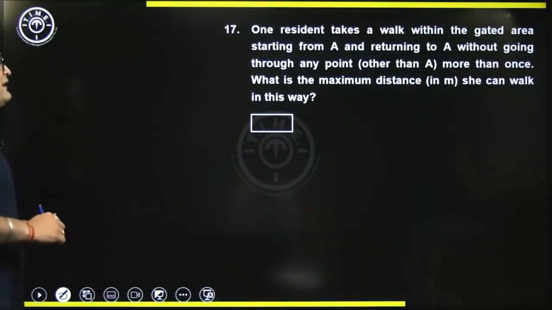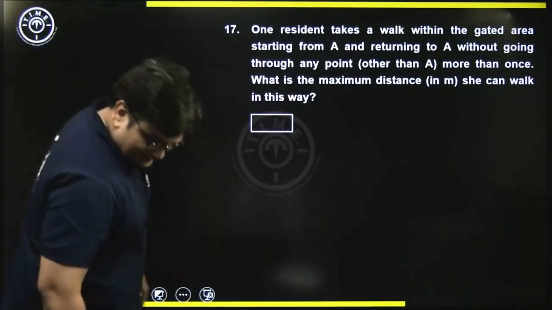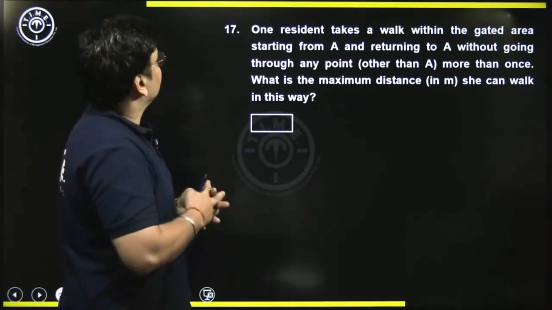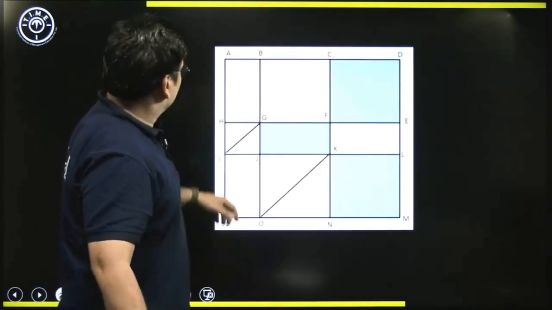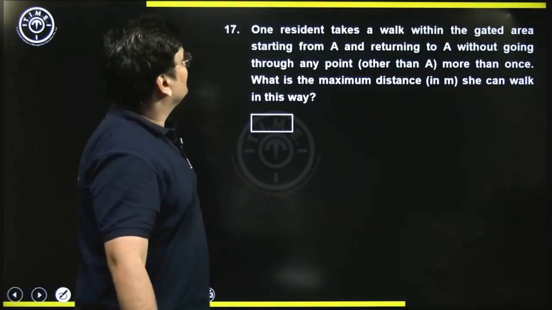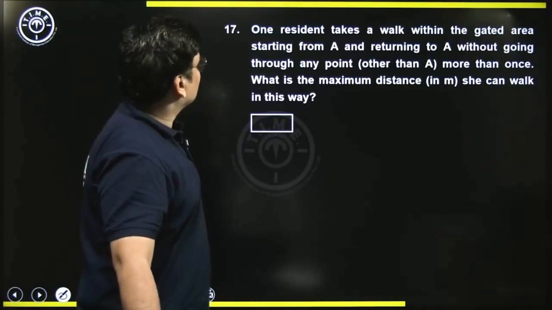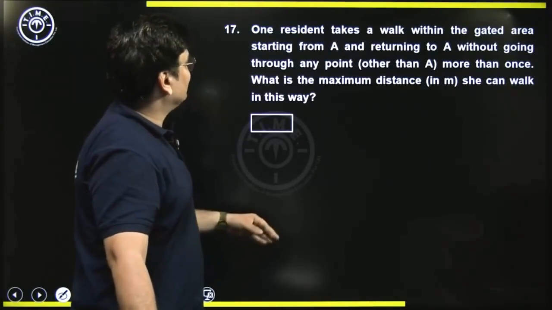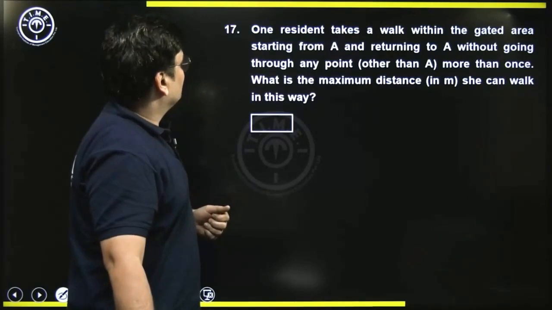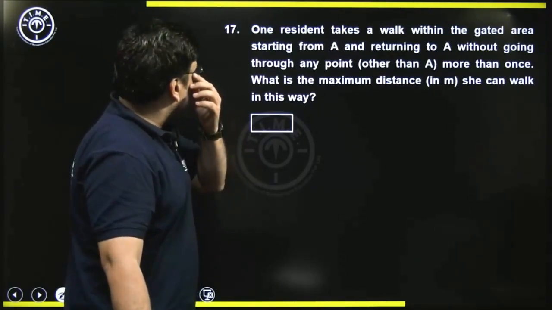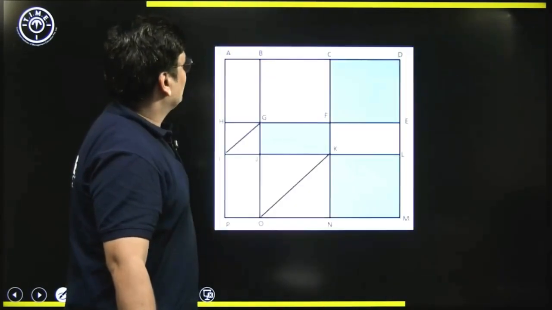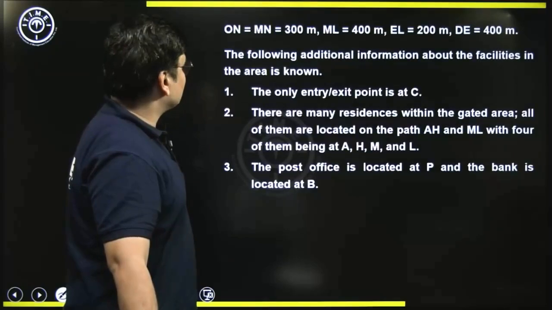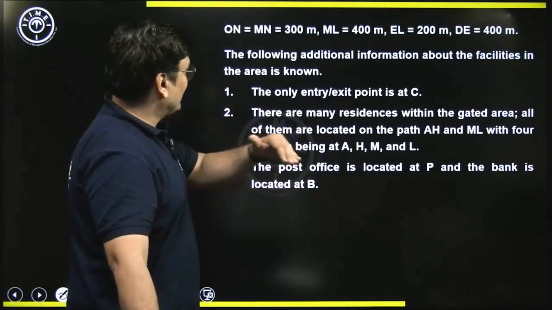17th one, one resident takes a walk within the gated area. So he is a resident, right? Starting from A. So starts here and returning to A without going through any point other than A more than once. What is the maximum distance she can walk in this way? So if you look at the initial conditions, we can move along any path.